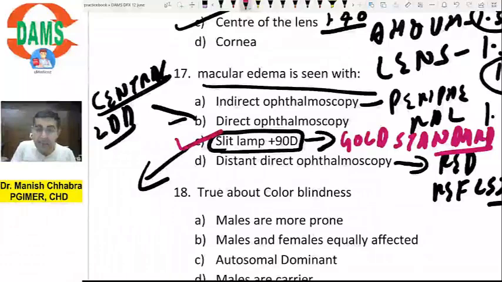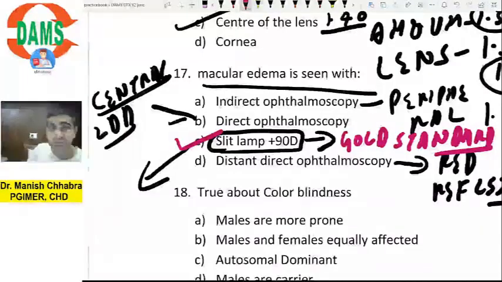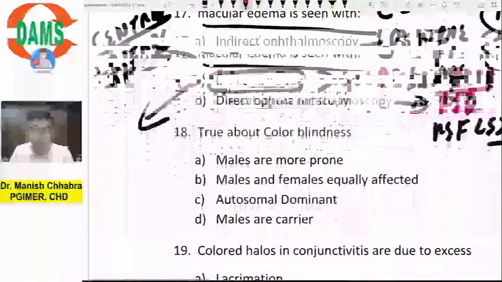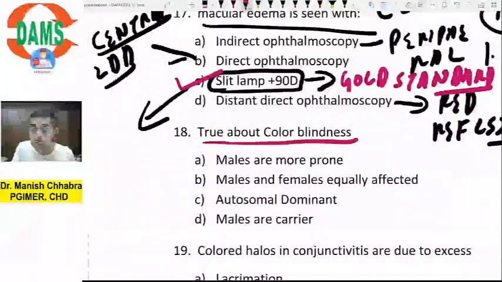Best is slit lamp. Why slit lamp? Because in slit lamp you get binocular vision, while in direct ophthalmoscopy you get uniocular vision. So you may not be able to appreciate macular edema that well, but slit lamp with plus 90D lens is best. So the answer here will be C, right? Don't get confused.